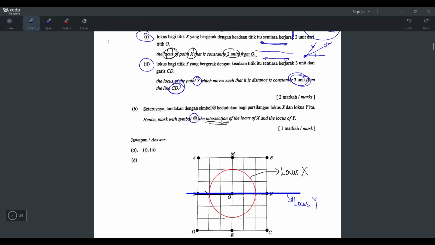So intersection means the persilangan, right? So where do the locus X and locus Y intersect each other? Here and here, right? So you just put a circle and then put this symbol, right? And then you get 1 mark. Okay, so that's it, right?